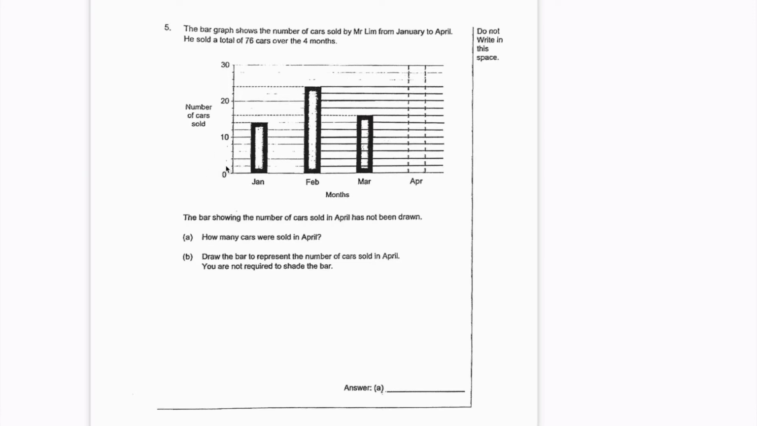5 spaces, that means each space is 10 divided by 5 is 2. So it's 2, 4, 6, 8. Okay, so 10 and 2 spaces will be 14. February is 20 and 2 spaces, so it's 24. March is 1, 2, 3, 3 spaces after 10, so it's 16. Okay, so the total number of cars sold in April would just be 76 minus 14 minus 24 minus 16. Calculator will tell me that it is 22.